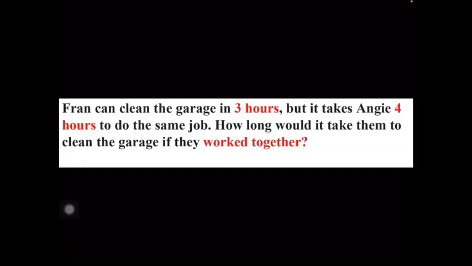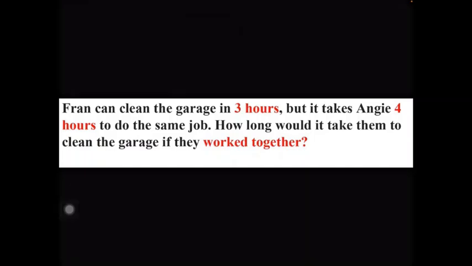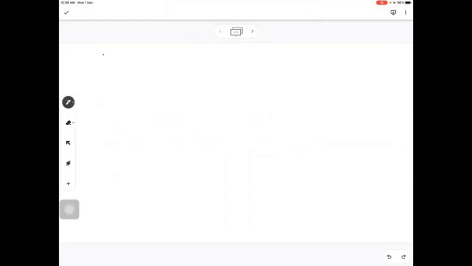Fran can clean the garage in 3 hours, but it takes Angie 4 hours to do the same job. How long would it take them to clean the garage if they worked together? Fran finishes the work in 1/3 each hour, while Angie finishes the work in 1/4 each hour. We need to find how long it will take for them to finish the work together. So we need to put the time as 1/x.